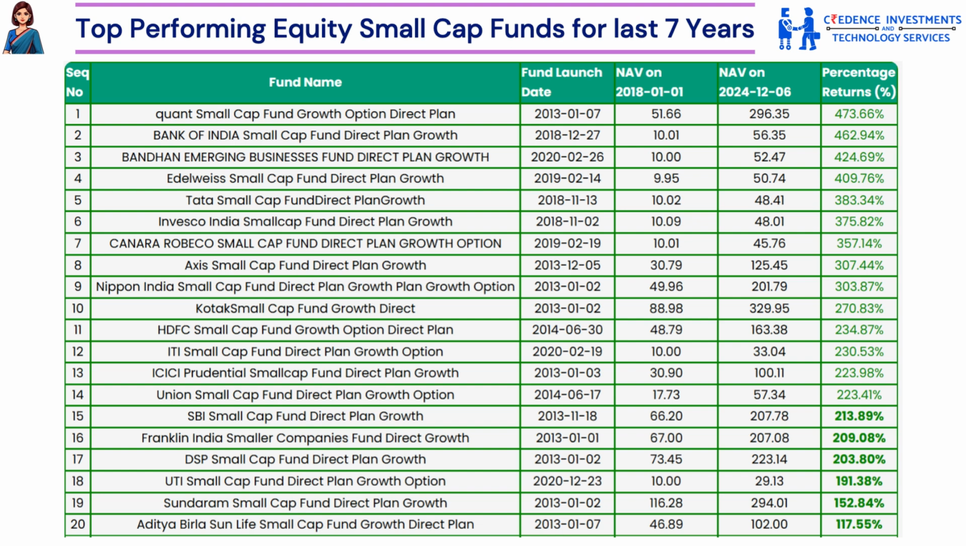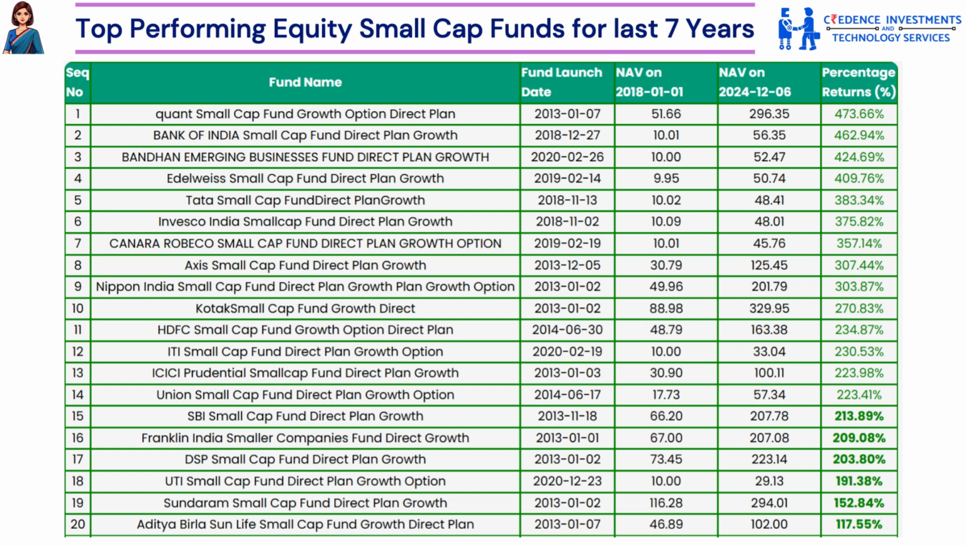High growth funds, above 350% return. Edelweiss Small Cap Fund, 409.76%. Tata Small Cap Fund, 383.34%. Invesco India Small Cap Fund, 375.82%. Canara Robeco Small Cap Fund, 357.14%.